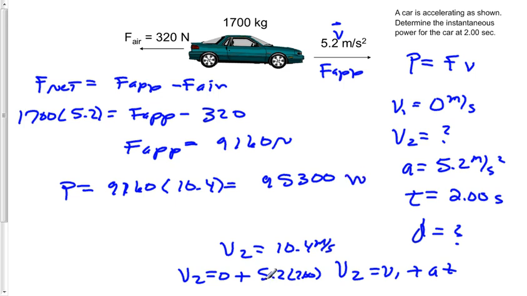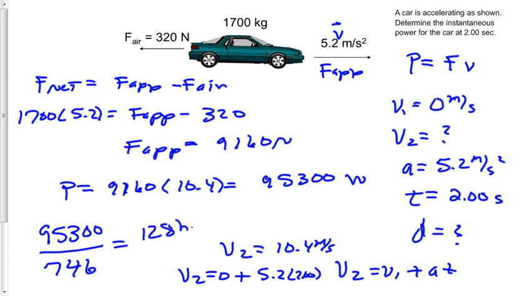Now, just for the sake of understanding how many watts this is, I'd like to convert it into horsepower. I'm going to take 95,300 and I'll divide that by 746. That's the number of watts in 1 horsepower. And that gives me about 128 horsepower. And that just gives me a little bit more appreciation of how much power is being used by this car. 128 horsepower is pretty average for a car by today's standards.